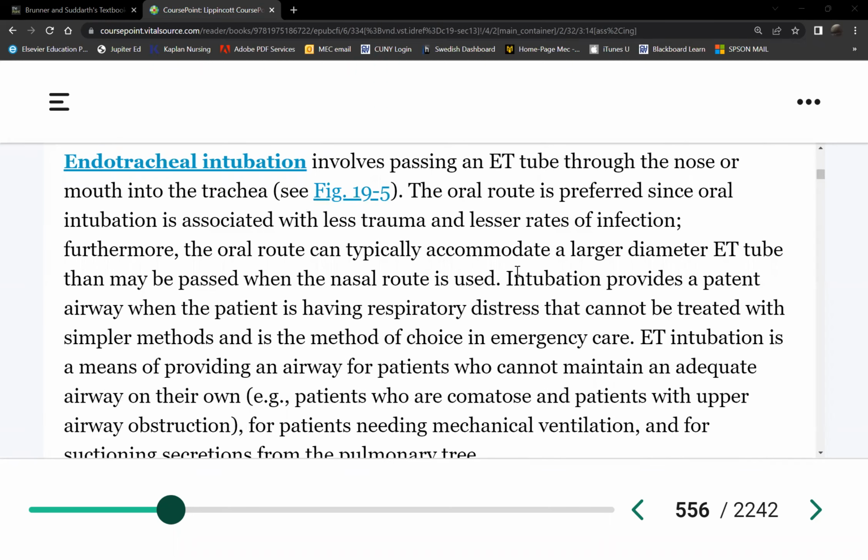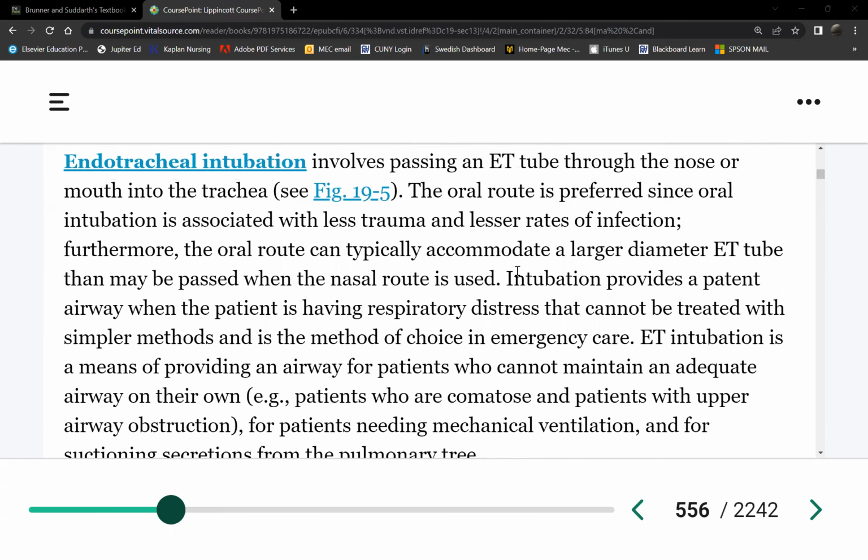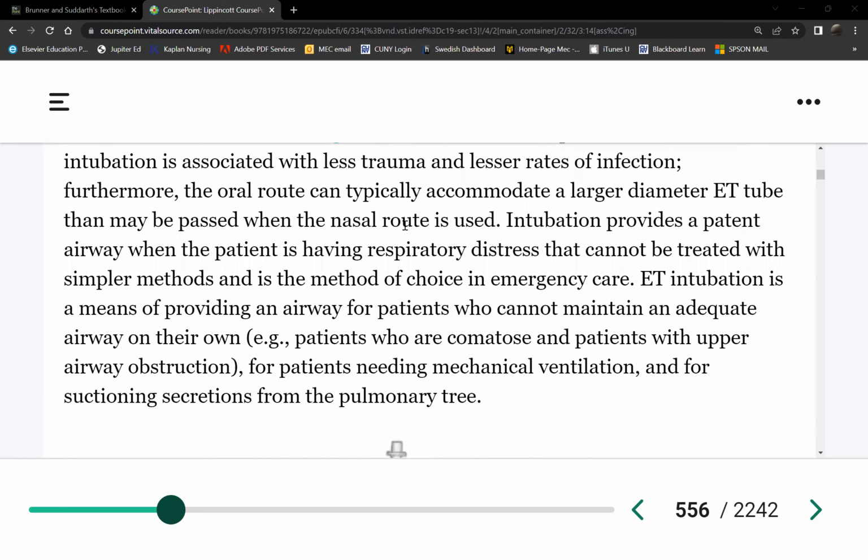So first is the indications. So therefore, who will need an endotracheal intubation? Somebody going to ARDS, I guess. Okay, so here we have two at least, respiratory failure and then ARDS definitely need an airway. So here are the other indications.